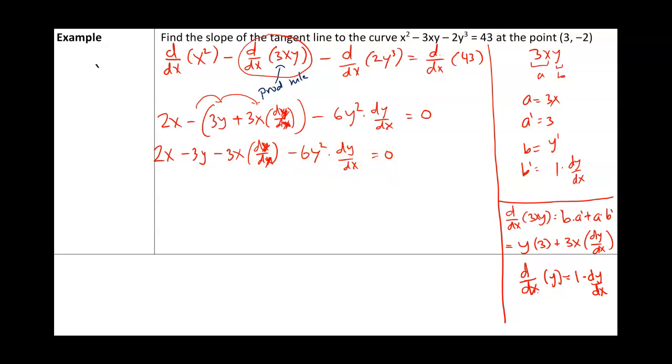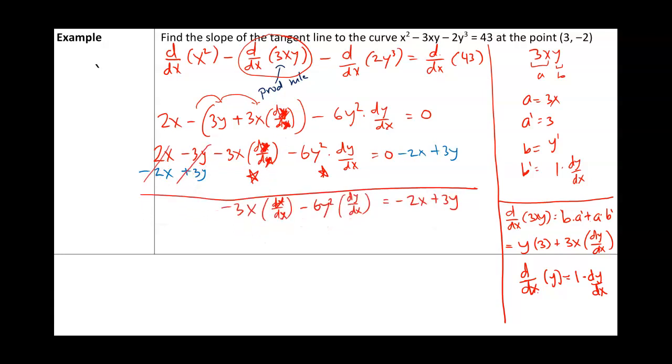Now the next step is we have 2 different terms that have a dy/dx. So we're going to keep this term and this term here because they have a dy/dx. All the other terms go to the right. So we're going to subtract a 2x and add a 3y. These two we keep here because they have a dy/dx. The other 2 terms go to the right. Okay, so now I have negative 3x dy/dx minus 6y squared dy/dx equal to negative 2x plus 3y.